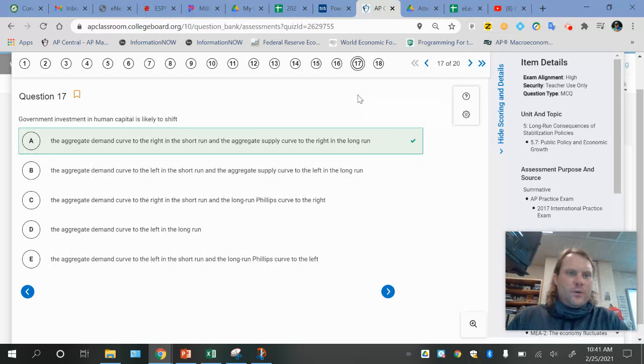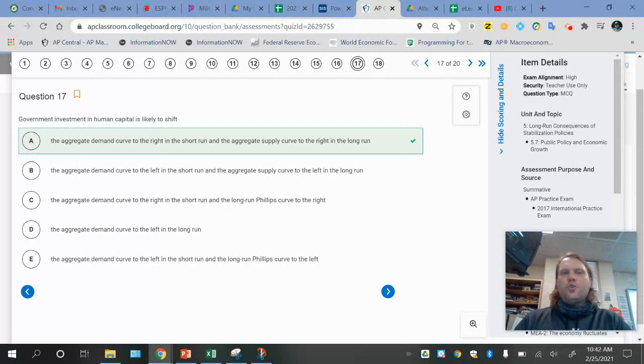All right, moving to the next one here. Government investment in human capital is likely to shift... Human capital is going to increase our ability to produce stuff. That's what we have to remember. So we know for sure that our aggregate supply is going to shift to the right. That aggregate supply curve means that's our maximum production level that we can use our resources for. If we invest in people's ability to produce stuff, it's going to move to the right. So we know it's got to be A. It's the only one that says aggregate supply shifts to the right.